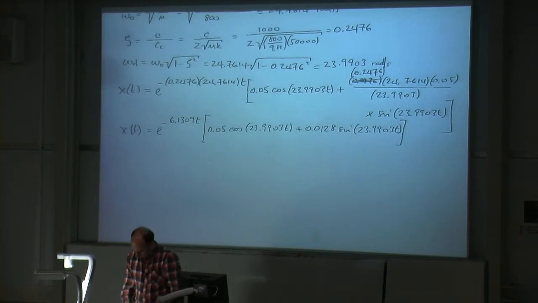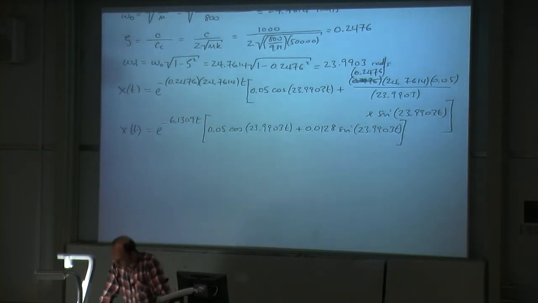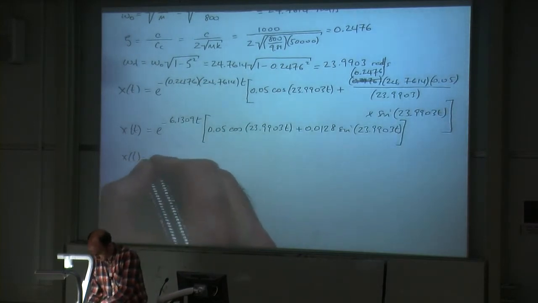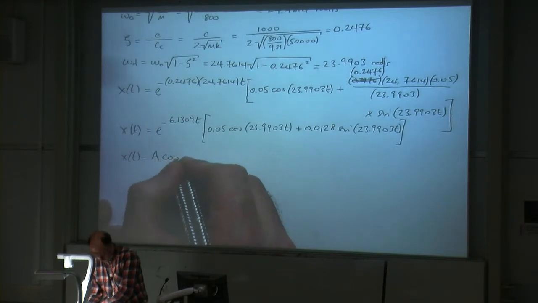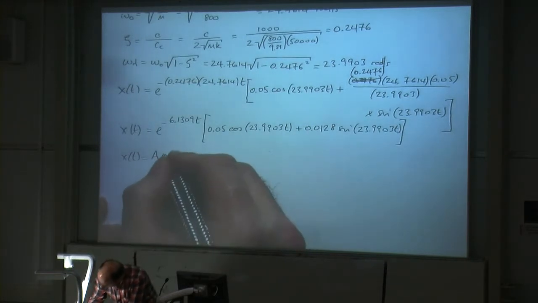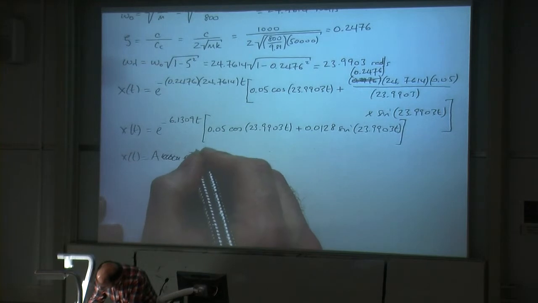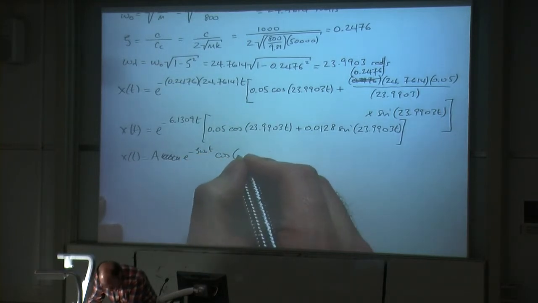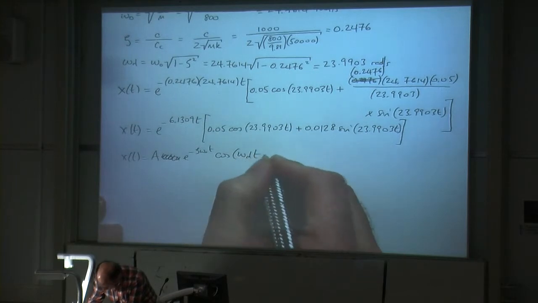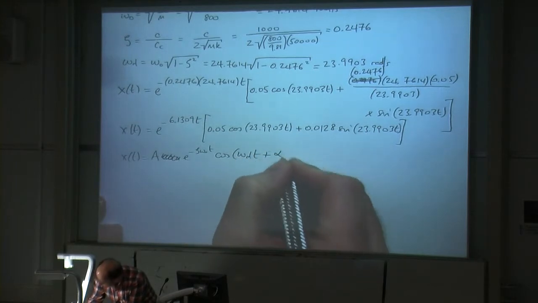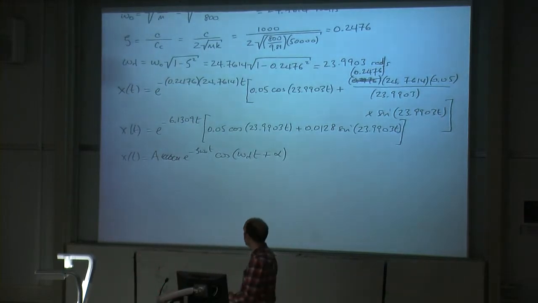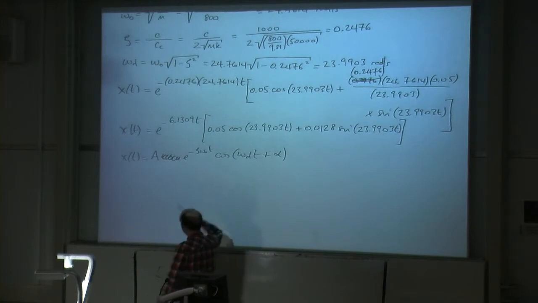Now the thing is that the question asks for the solution to be in a certain form. And the form that it asks for it to be in is x of t equals a cosine, no, I lie, a e to the minus zeta omega 0 t cosine of omega d t plus alpha. It asks for it in that form. And so we need to convert this equation into this equation.